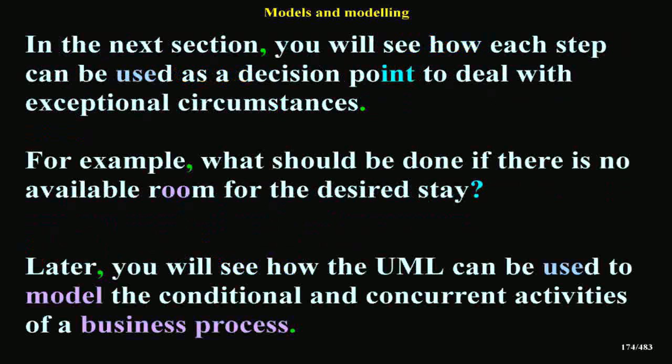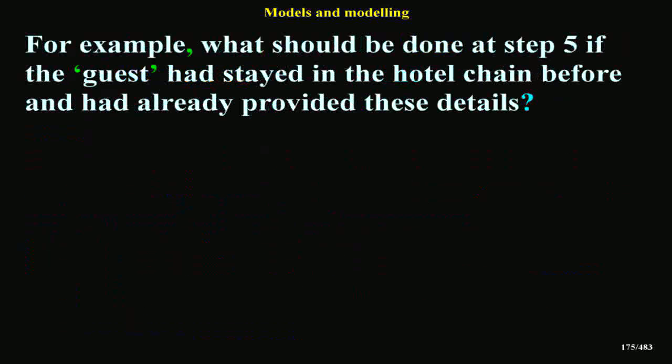Later, you will see how the UML can be used to model the conditional and concurrent activities of a business process. For example, what should be done at step 5 if the guest had stayed in the hotel chain before and had already provided these details?